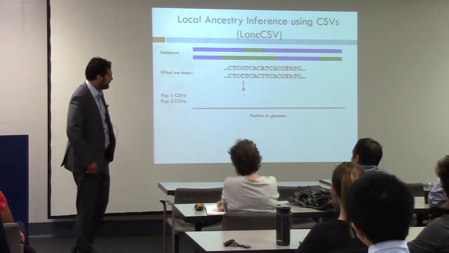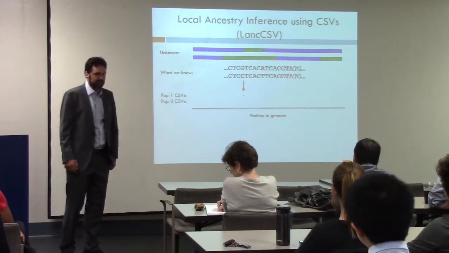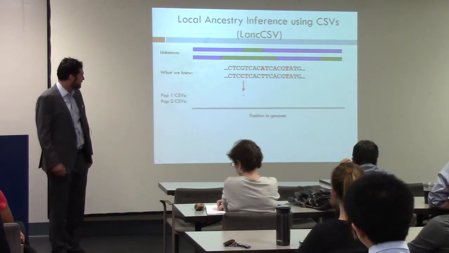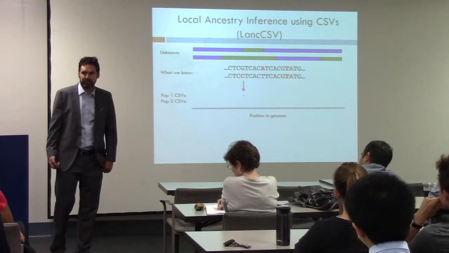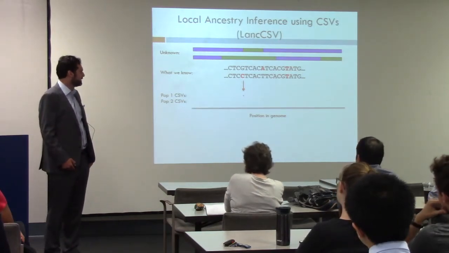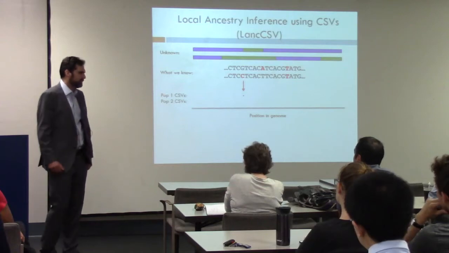A lot of these rare variants are the continental specific variants. So in this case, this C allele, it's going to be observed in population 1, but never in population 2. So if we see it, it tells us a lot about the ancestry of the individual at that specific location.